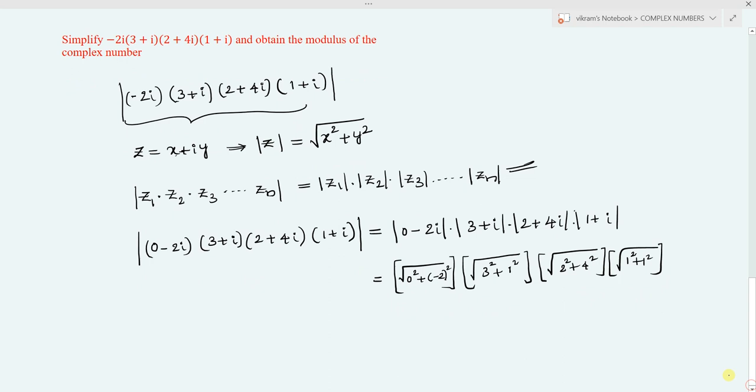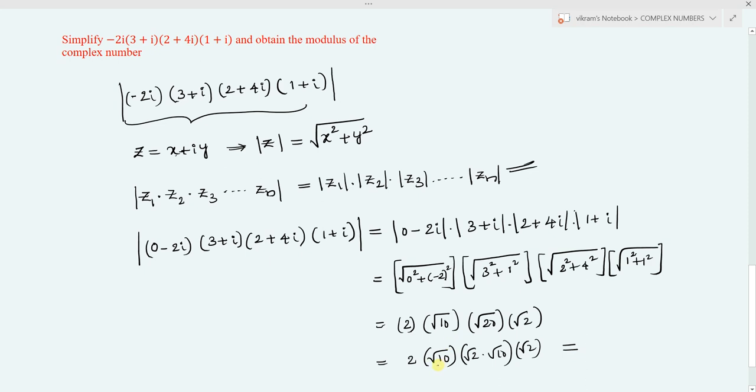Then if we work it out, we get square root of 4, which is 2 itself, and the next one is square root of 10, and the next is square root of 16 plus 4, square root of 20, and the next is square root of 2. This simplifies to 2 into square root 10 into square root 2 into square root 10 into square root 2. Finally, root 10 into root 10 is 10, so 2 into 10, and root 2 into root 2 is 2. Then the required solution is 40.